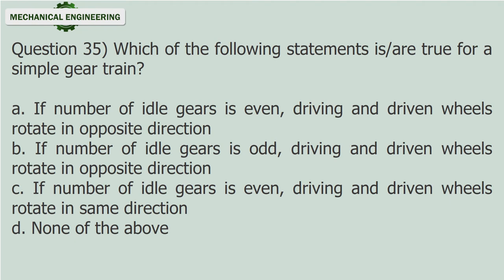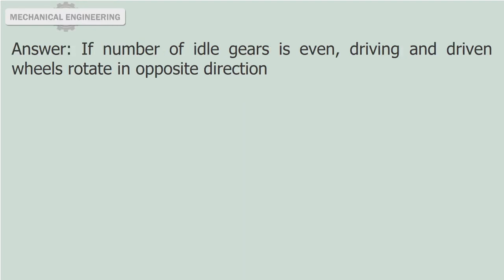Question 35. Which of the following statements is true for a simple gear train? A. If number of idle gears is even, driving and driven wheels rotate in opposite direction. B. If number of idle gears is odd, driving and driven wheels rotate in opposite direction. C. If number of idle gears is even, driving and driven wheels rotate in same direction. D. None of the above. Answer: if number of idle gears is even, driving and driven wheels rotate in opposite direction.